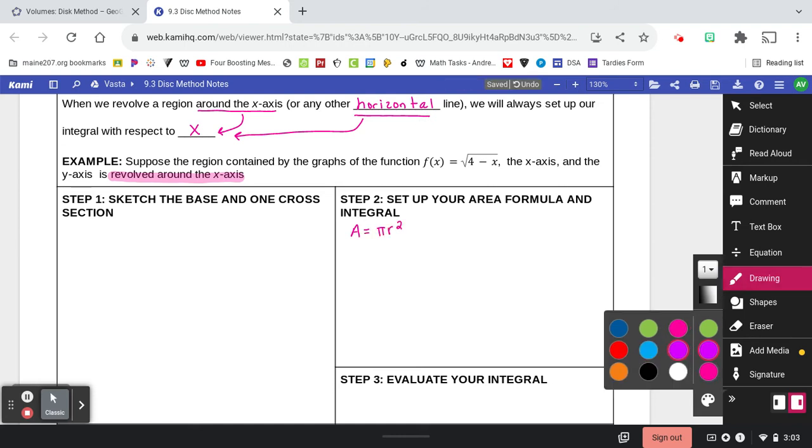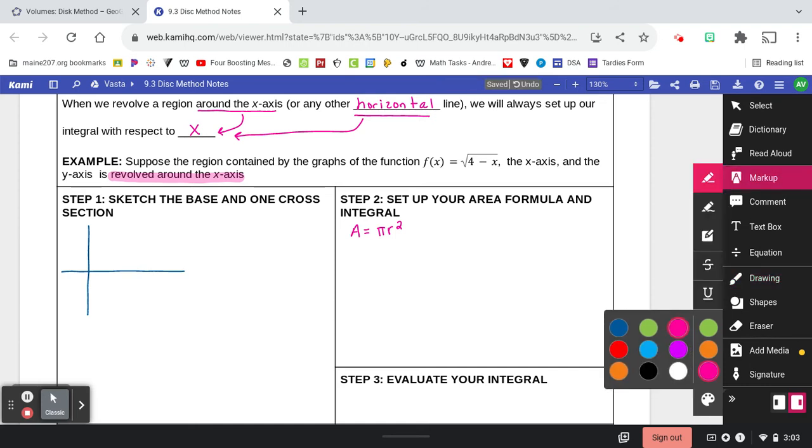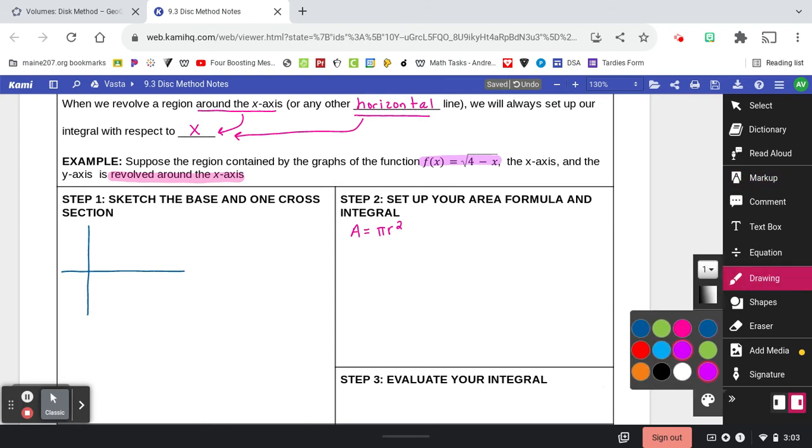Now I'm going to sketch a graph so that I can visualize what's happening. I'm going to graph the square root of 4 minus x, the x-axis and the y-axis. So here's my y-axis. Here's my x-axis. The graph of the function square root of 4 minus x is going to be a square root graph that was shifted to the right 4 spaces and flipped horizontally. So it's going to look like this.